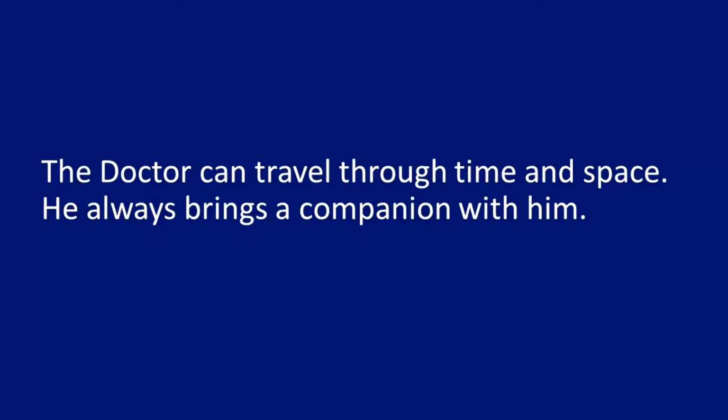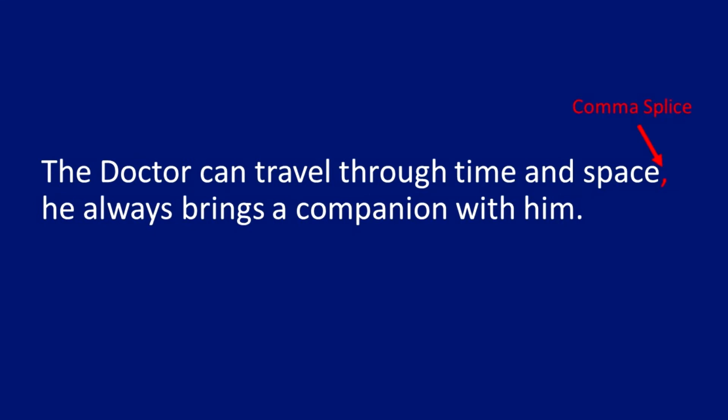You can change a dependent clause into an independent clause by adding a subject, such as "he." When we do this to our previous example, the dynamic between those clauses changes. We can keep the clauses separated by using a period. The doctor can travel through time and space. He always brings a companion with him. Or we can connect them into one sentence. We can't just use a comma though.